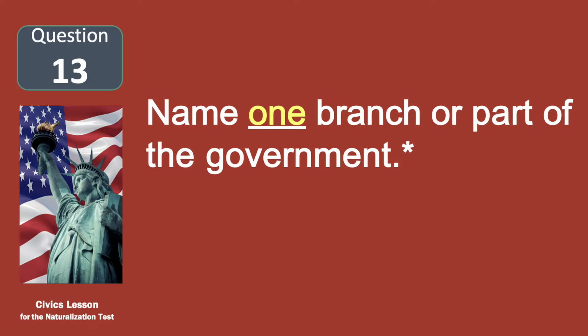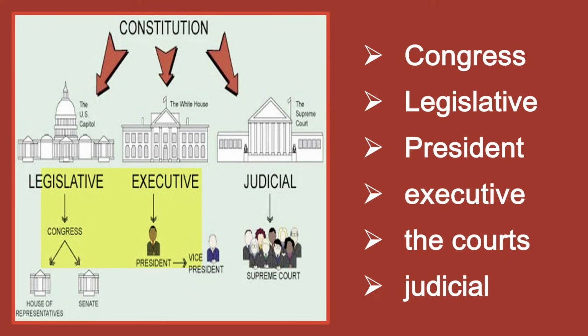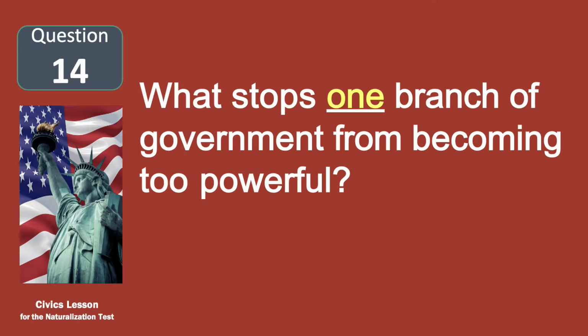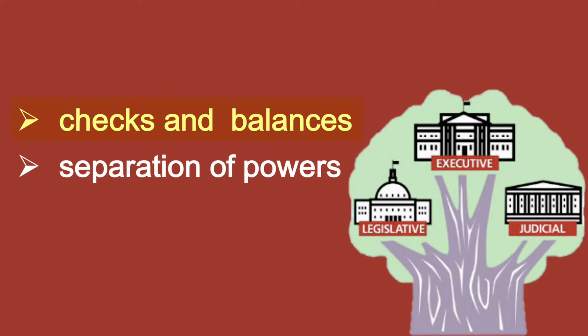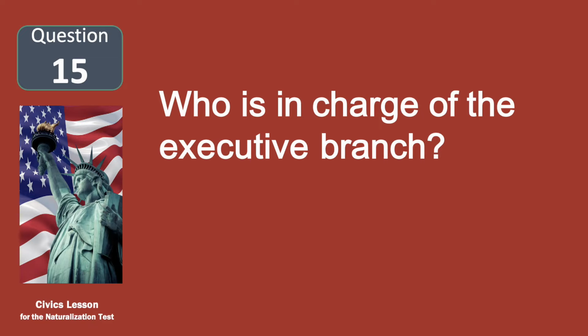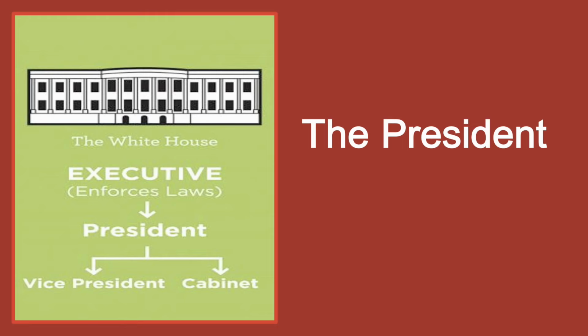Name one branch or part of the government. Congress. What stops one branch of government from becoming too powerful? Checks and balances. Who is in charge of the executive branch? The president.